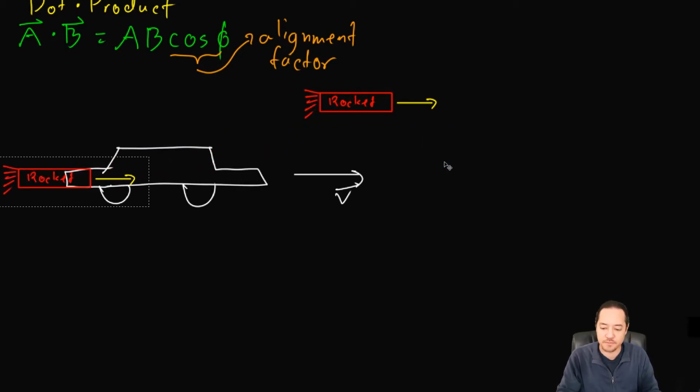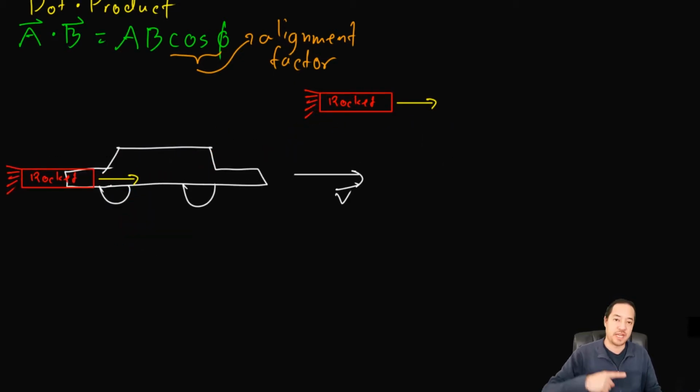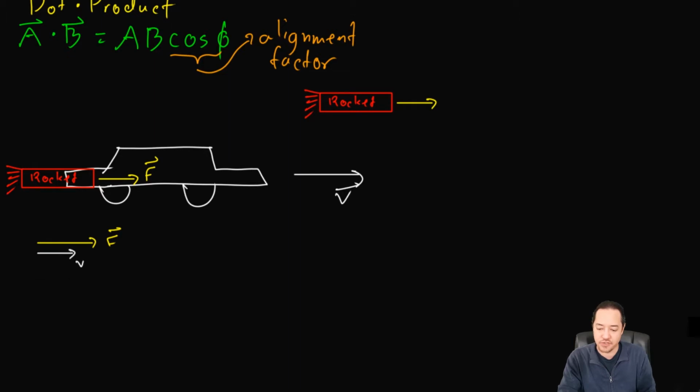If you were to take this rocket and you were to mount it onto the back of your car, sort of like that, then you're going to have this rocket pushing to the right, the same direction as your velocity. Okay, so you're going to have the force to the right and the velocity to the right. So let's just sort of make a picture there. Okay, you've got a force to the right and you've also got a velocity vector to the right.